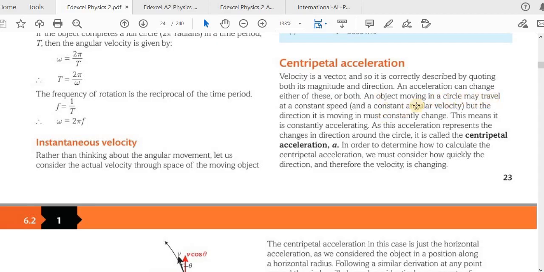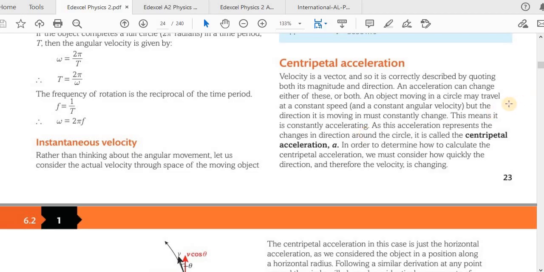An object moving in a circle may travel at a constant speed, at a constant angular velocity, but the direction it is moving must constantly change. So it can have a constant angular velocity, it can cover an equal angle in an equal time period, that is a constant angular velocity. But the normal velocity, the velocity is not constant, because every time the direction is changing. This means it is constantly accelerating.